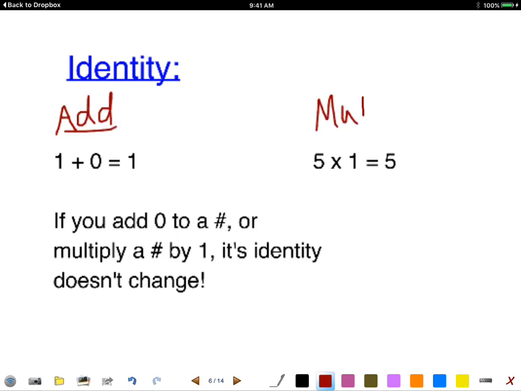And then for multiplication, the identity property for multiplication wouldn't be multiplying by 0 because that wouldn't leave you with the original number. For multiplication, you'd have to be multiplying by 1. Anything times 1 is always the original value.